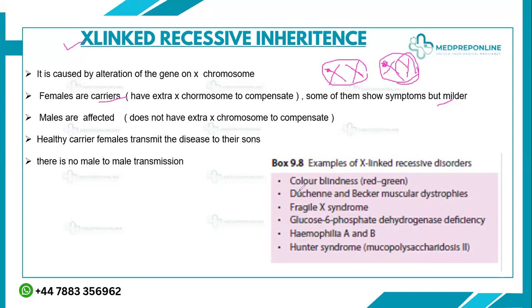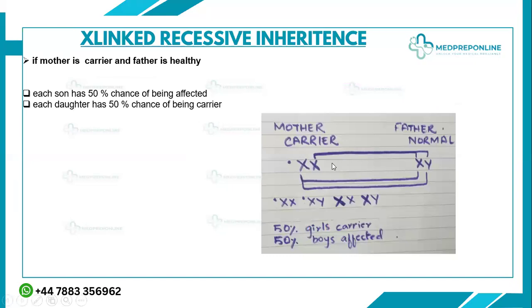Now important examples of the X-linked recessive disorders are color blindness, Duchenne and Becker muscular dystrophy, very, very important. Fragile X syndrome, very important. Glucose-6-phosphate dehydrogenase deficiency, hemophilia A and B, very, very important. Hunter syndrome, mucopolysaccharidosis number two. So those I have ticked. These are important for the exam. They usually use these types of conditions.